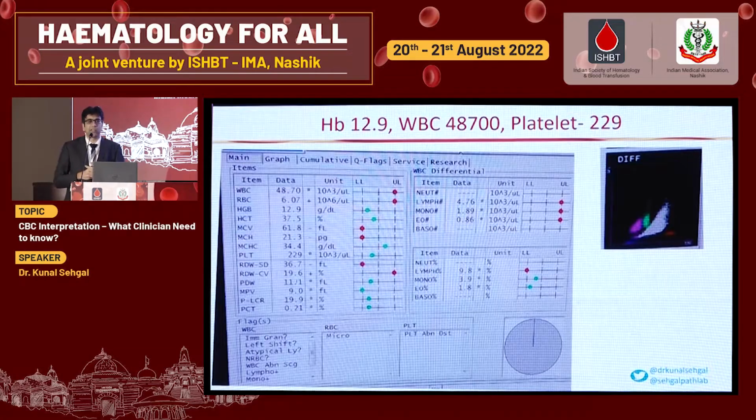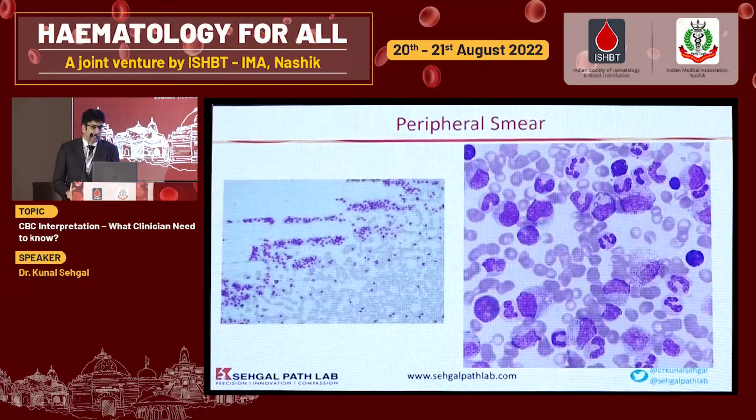So this is a young 22-year-old boy. This is the CBC done at the clinician's place itself. So the machine is there, the clinician has seen the CBC. Hemoglobin was 12.9, a high WBC count 48,700, and a platelet count of 2,29,000. This is the straight machine photograph for you, and it was referred to us to evaluate obviously the peripheral smear.